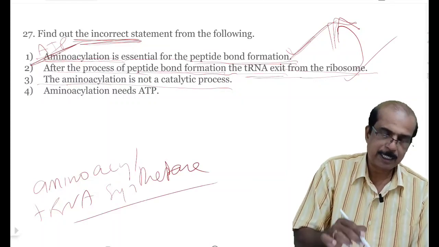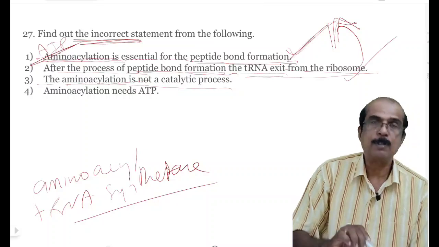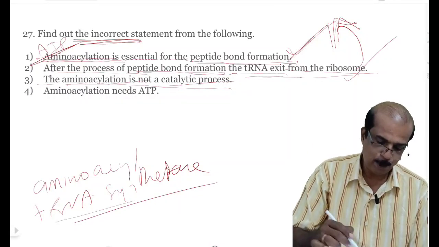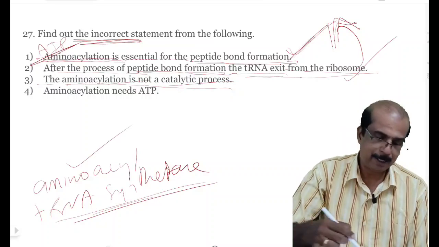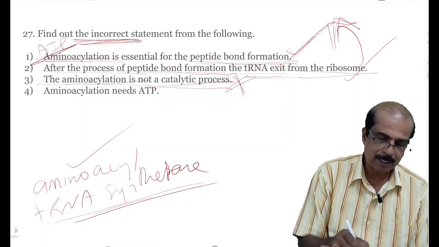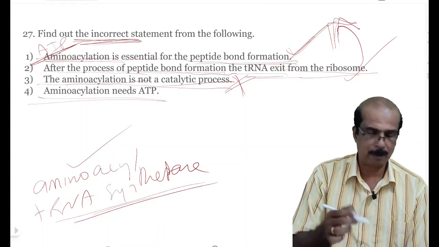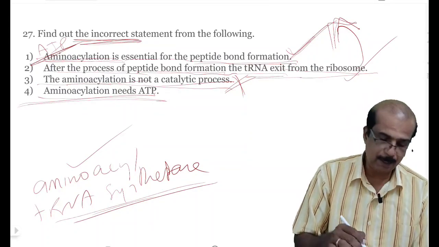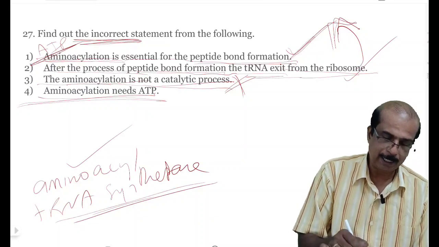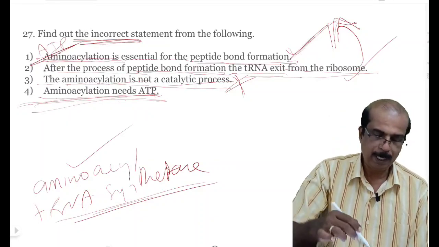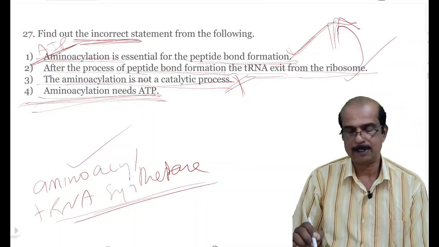Amino acylation is a catalytic, enzymatic process. Here, the functional enzyme is amino acyl tRNA synthetase. So, statement 3 is a wrong one. Amino acylation needs ATP. We already said energy is needed for charging of tRNA, and that energy is derived from ATP. So amino acylation needs ATP.